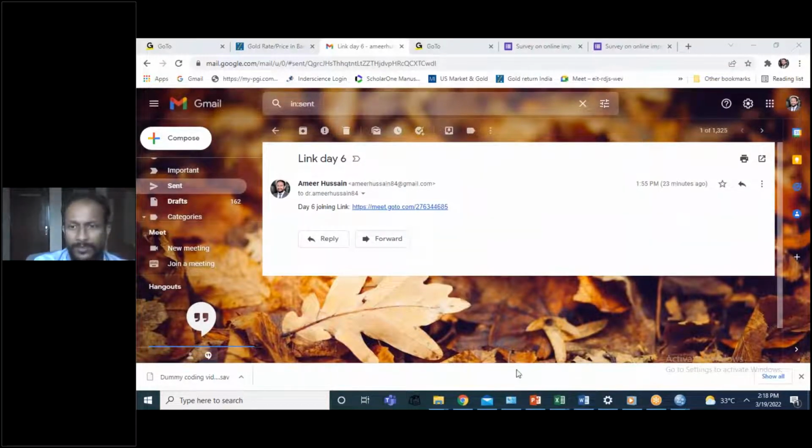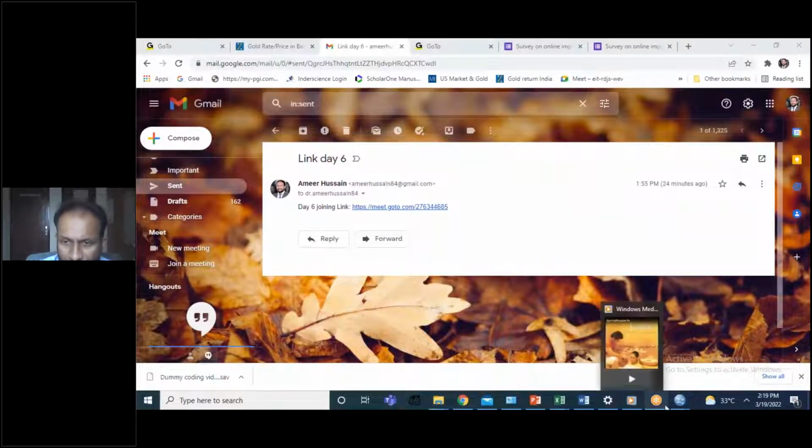So now I will use the data. If you're using your laptop with SPSS installed, you can open the file that I have shared. So first we are going to discuss factor analysis.